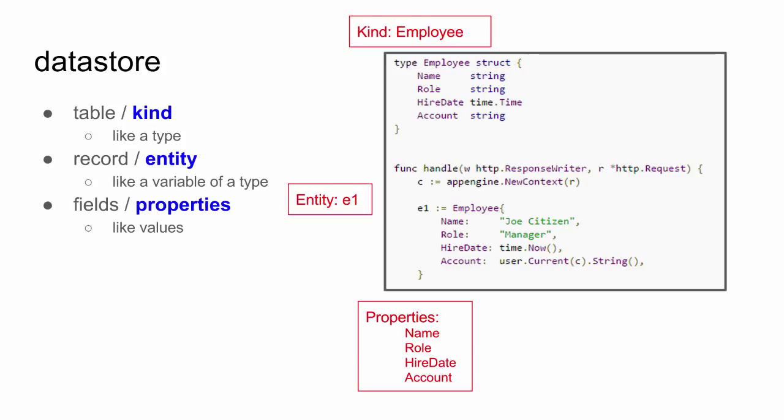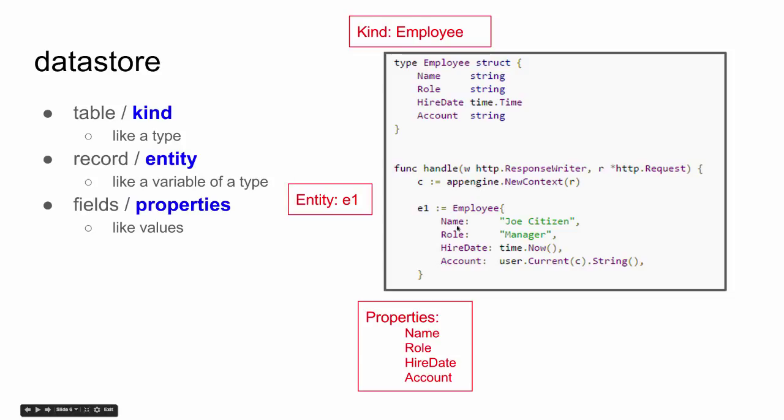And so what that translates to when we start to do stuff with the data store, we have our kind, our entity, our properties, and I left table, record, fields there just so you could start translating that in your head. And kind is kind of like a type in Go, right? So if it's an employee, we could have a type struct or type employee with an underlying type of struct, right? And so the employee would translate to the kind, right? And we could have an entity, which is like a variable of a type.